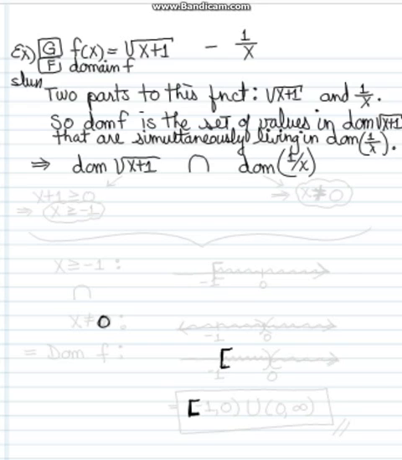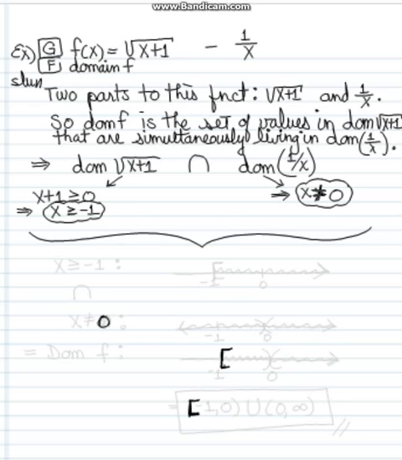For the square root of x plus 1, since it's an even index root, we require that the radicand, the stuff under the radical sign, be greater than or equal to 0. It can't be negative. Solve for x, we get x greater than or equal to negative 1. For the 1 over x function, the only requirement is that the denominator x cannot be equal to 0. So those are the two domains, and we're going to intersect them together by graphing them.